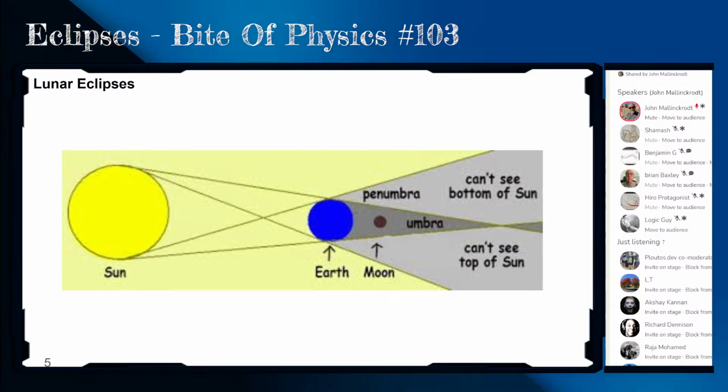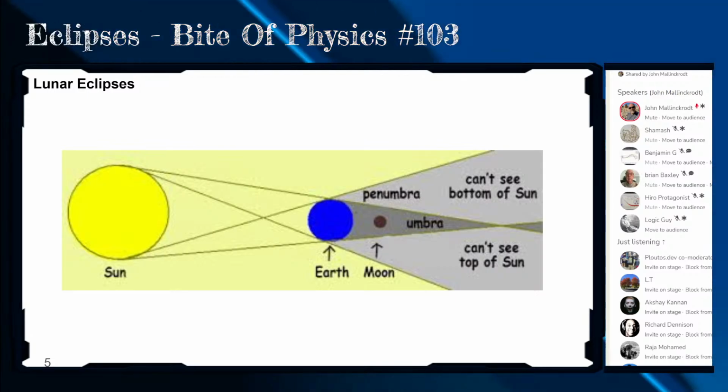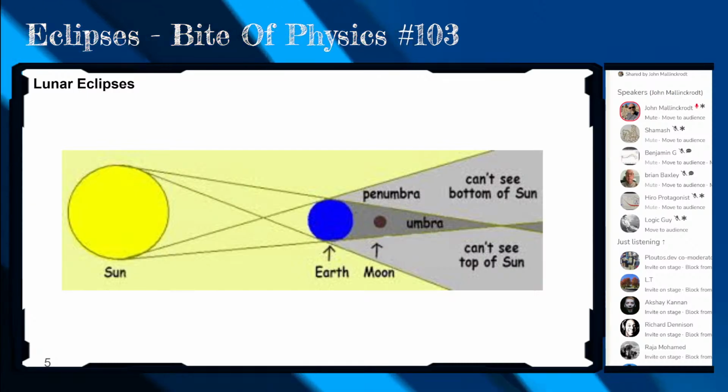The moon is sometimes in the penumbra as well. It's shown in the umbra in this diagram, but of course it can be in the penumbra. It can't be far away in the penumbra, and it can't be nearby in the penumbra, but it can be at its distance in the penumbra.